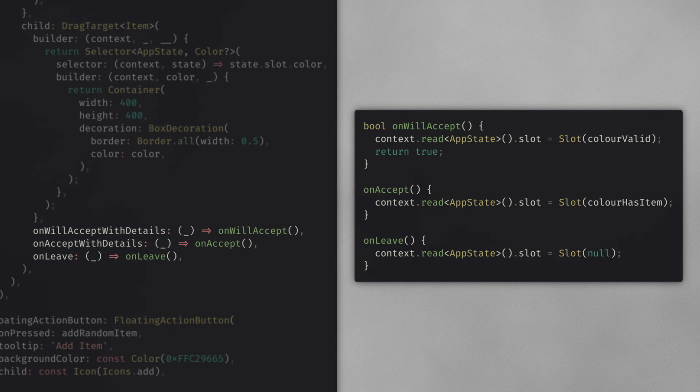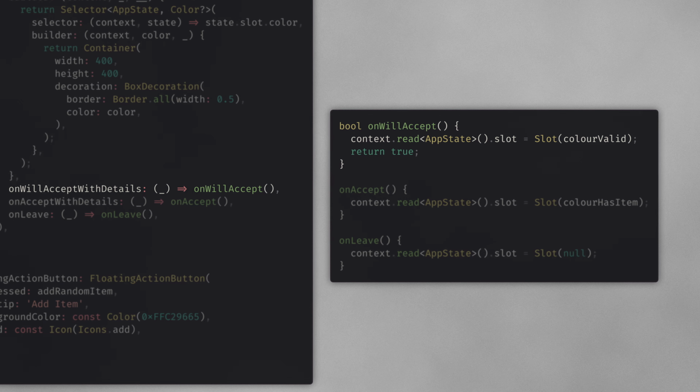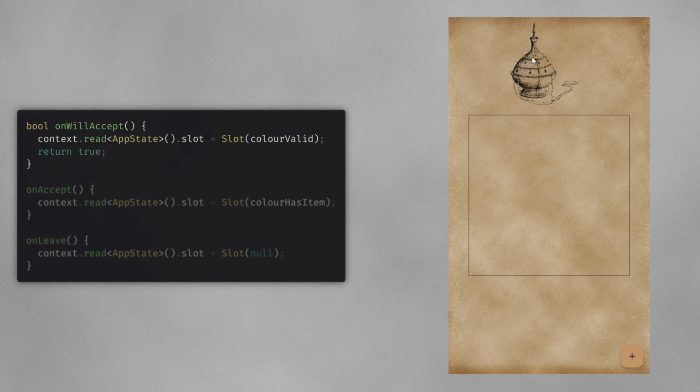These little functions down here. Each one of them sets a new color for the slot. When an item is dragged over the slot, it calls the onWillAccept function. You can read this as onEnter if you like. That's what it's often called in other frameworks. This sets the color of the slot to amber and returns true, meaning that the slot is interested in the item.